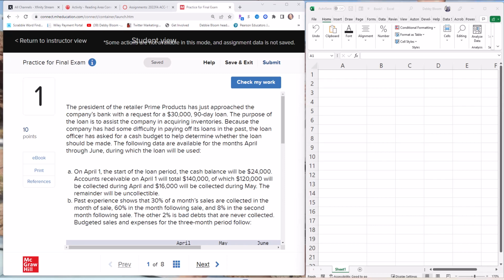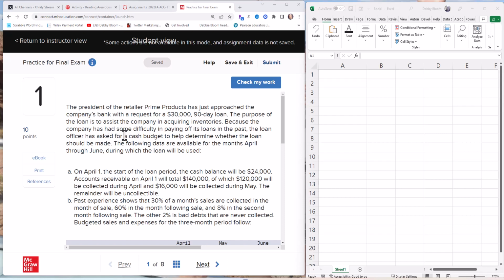In this video, we're going to be going over the practice for the final exam, problem number 1. In problem number 1, the president of the retailer, Prime Products, has just approached the company's bank with a request for a $30,000 90-day loan. The purpose of the loan is to assist the company in acquiring inventories.